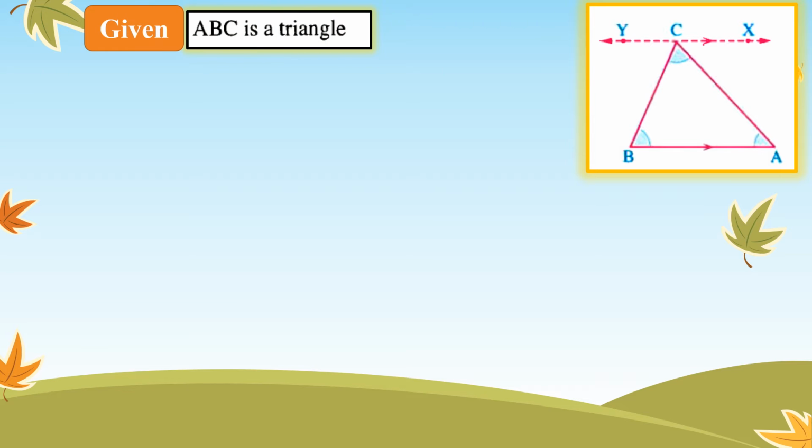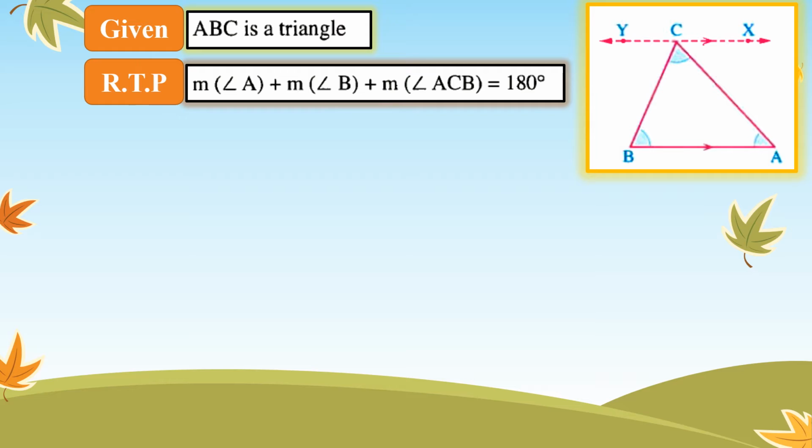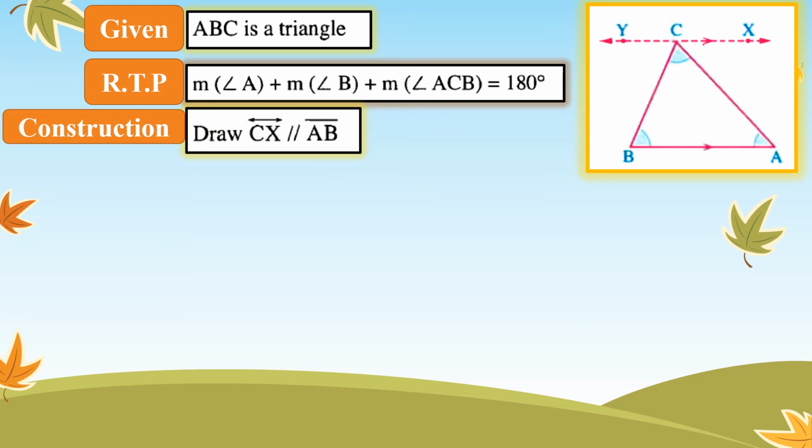In the opposite figure, given triangle ABC is a triangle. Required to prove that measure of angle A plus measure of angle B plus measure of angle ACB equals 180 degrees. Construction: through C, draw XY parallel to AB.